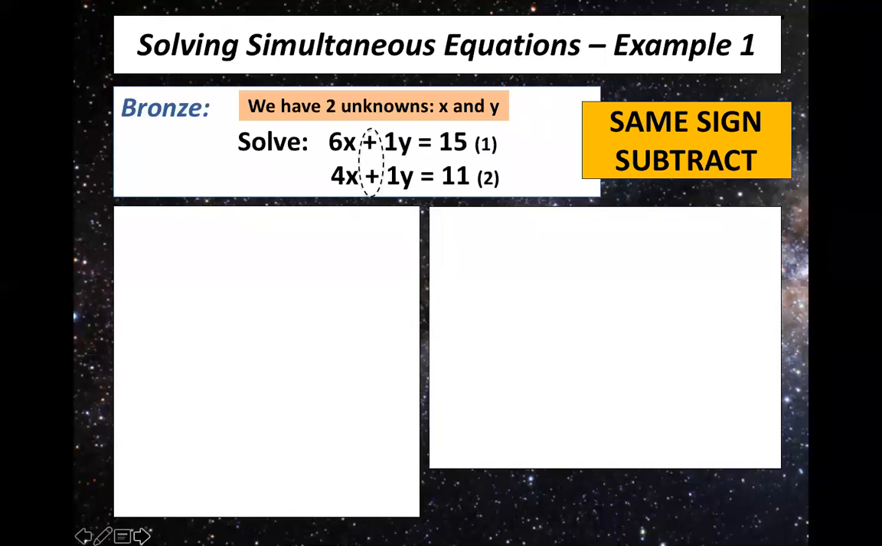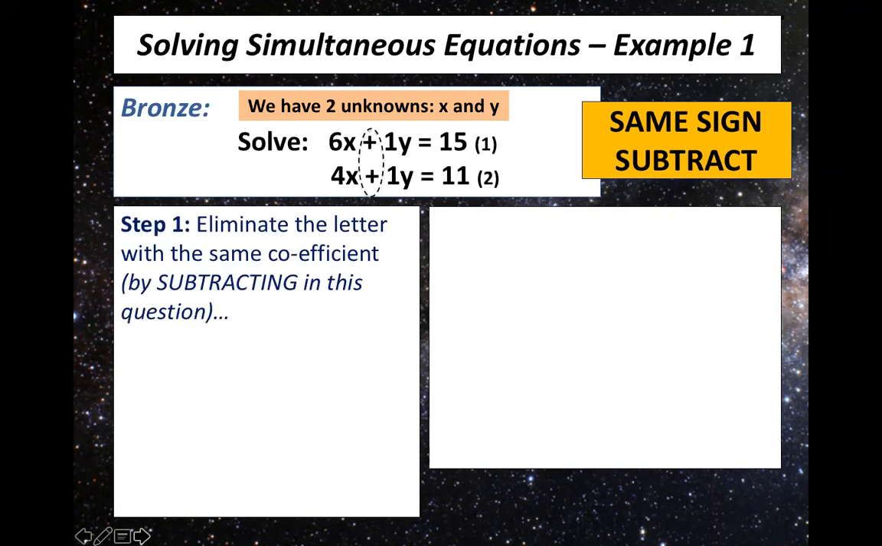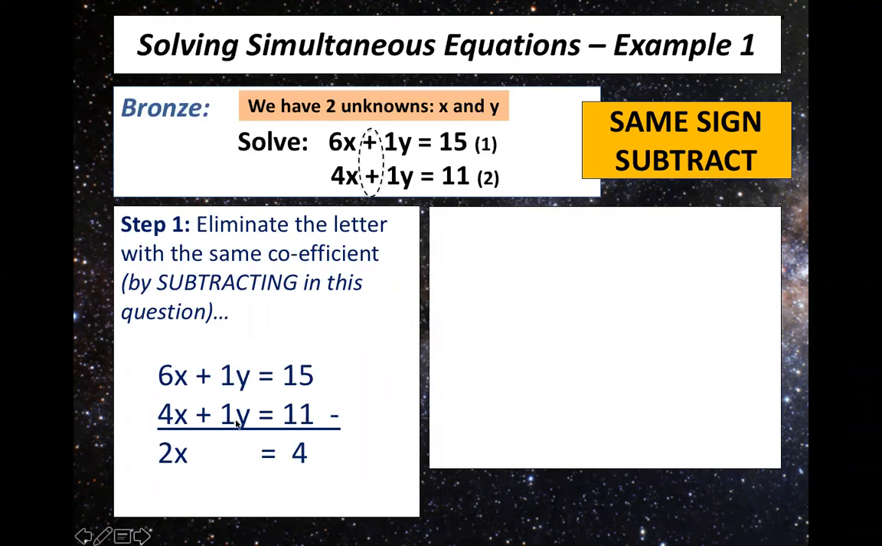Now this is one way of doing it. If we see the same sign, we subtract. Eliminate the letter with the same coefficient. Listen carefully. Coefficient means the number before the letter. In this question, you subtract. So equation 1 minus equation 2. See the minus here. So 6x minus 4x is 2x. 1y minus 1y is 0. So you get rid of the y.